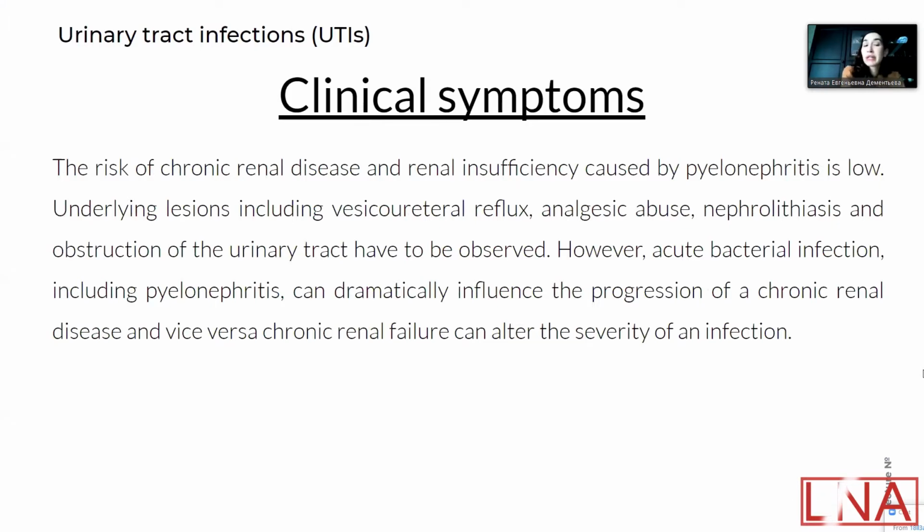The risk of chronic renal disease and renal insufficiency caused by pyelonephritis is low, and for isolated pyelonephritis very low. Underlying lesions, including vesicoureteral reflux, analgesic abuse, nephrolithiasis, and obstruction of the urinary tract have to be observed. However, acute bacterial infection, including pyelonephritis, can dramatically influence the progression of chronic renal disease, and chronic renal failure can worsen the severity of an infection.